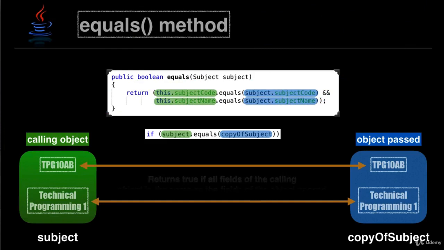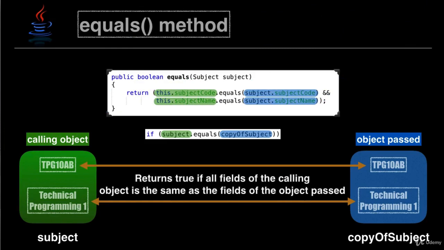Then we also compare the subject name of the green object with the subject name of the blue object. Only when all fields of the green object are equal to all of the fields of the blue object will they be exactly the same, and will the equals method return true.